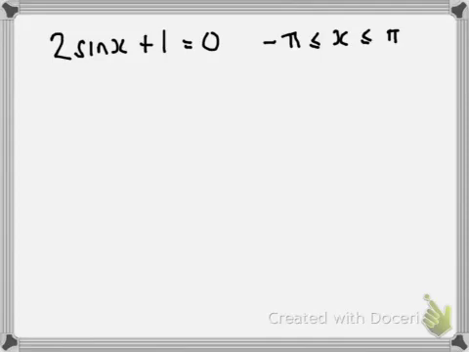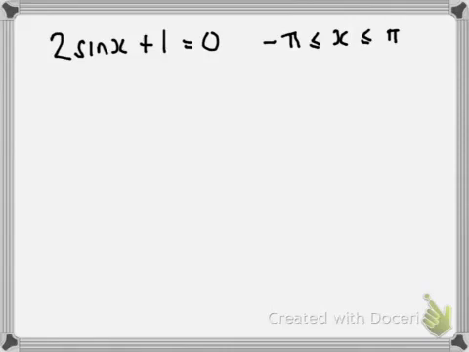Okay, this is a very important example, this one. 2 sine x plus 1 equals 0 from negative pi to pi. I'm going to show you a general strategy once again for doing this one. And you know, it works for me, and maybe if you're in Mr.